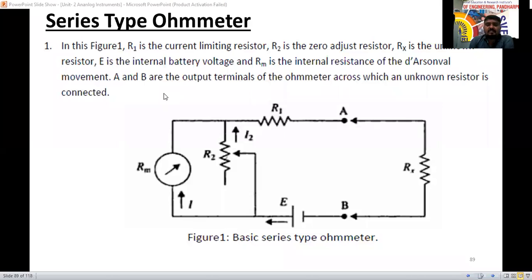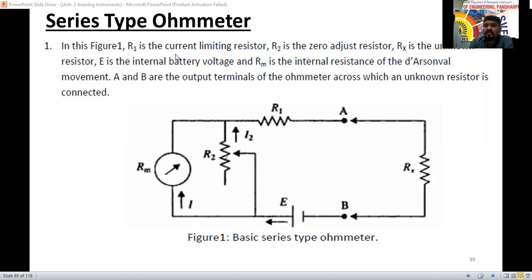See here, this is the series type ohmmeter we are going to discuss now. See the figure here. Here in series we have connected a meter, that is called an ammeter, which we are going to use to read the current. And here we have connected the unknown resistance, that is called Rx.